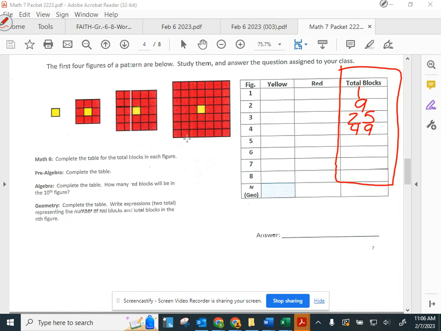I need to figure out what my fifth figure is going to have. What's my sixth figure going to have? My seventh figure? What do we notice about 1, 9, 25, and 49? Does anybody know what kind of number is my favorite number? JT? What's the pattern? It goes up by the odd number. What goes up by the odd number? The total of blocks. So the total blocks are all odd numbers.